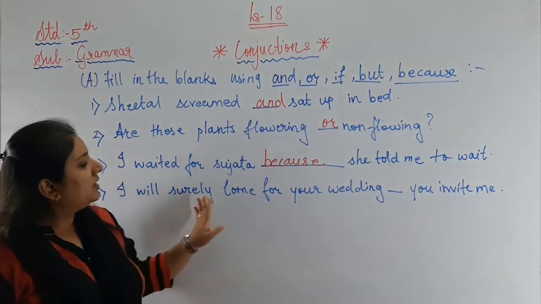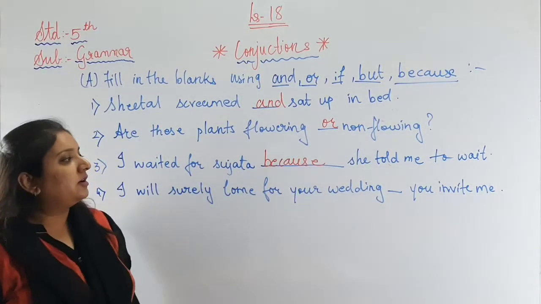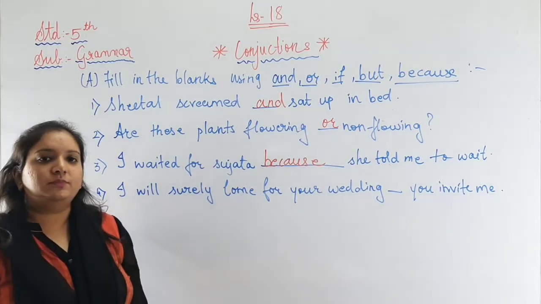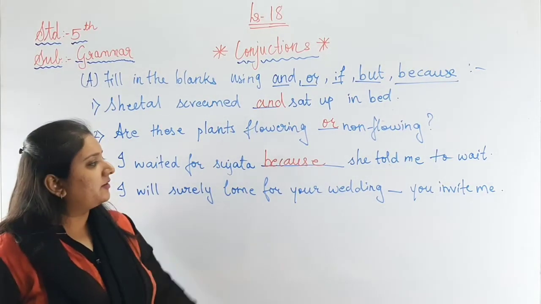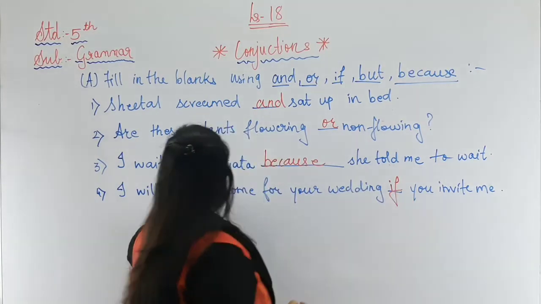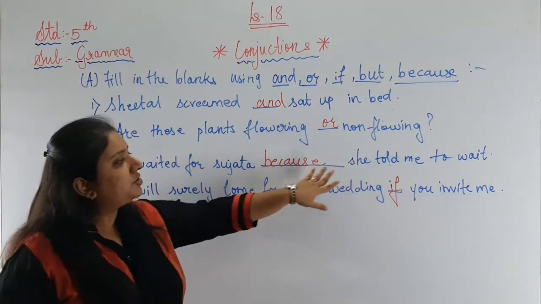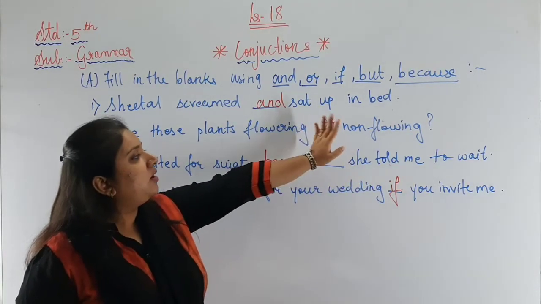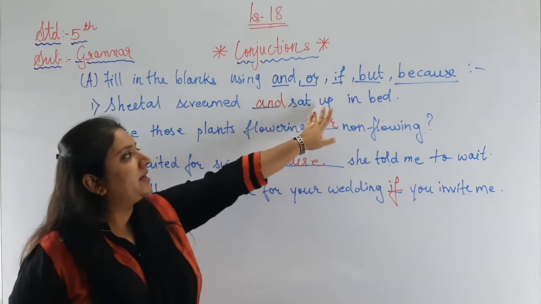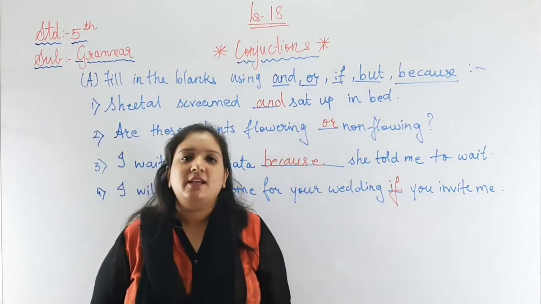Now, I will surely come for your wedding, dash you invite me. Now it shows a condition, for that we will use conjunction if. I will surely come for your wedding if you invite me. So I hope you have understood these conjunctions and how to use these conjunctions in the sentence.